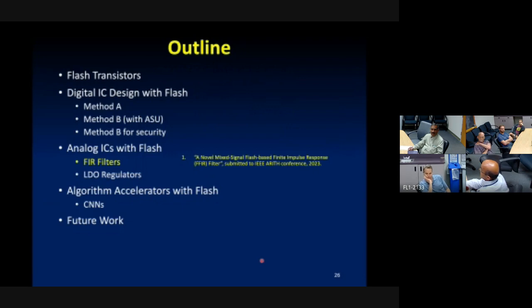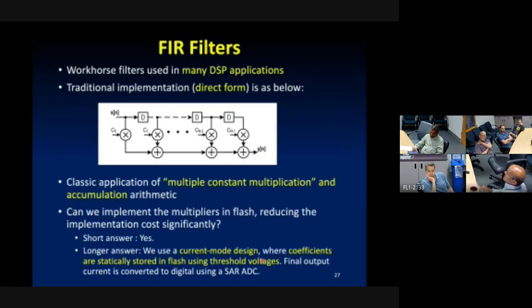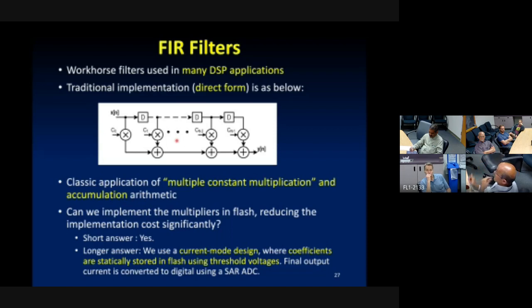So this is Chengyen's paper on FIR filters using flash. This might be of interest to some of us here, because we do some of this DSP stuff. But this is a FIR filter, a workhorse in many DSP applications. The one we implement is the FIR in the direct form, the cartoon for which is shown here. As you can see, this is a bunch of multiply accumulate operations. There are as many multipliers as I have taps. And it's basically a multiple constant multiplication problem because the multiplicands are constants. And then we accumulate or add.